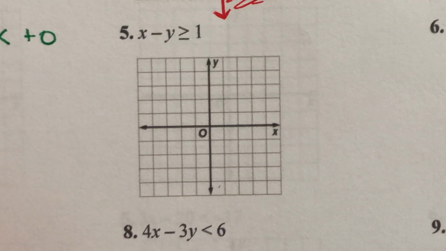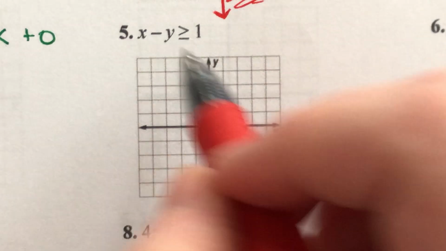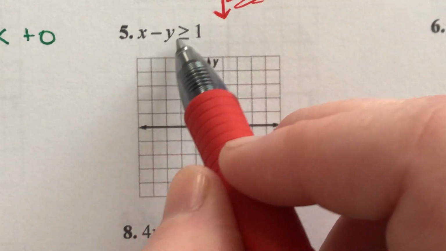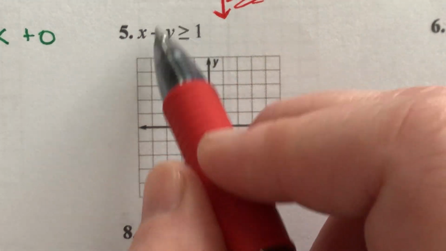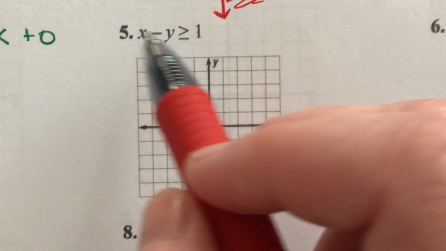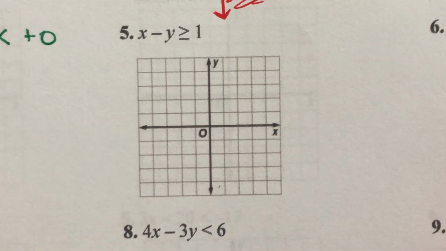Okay, let's do another one. X minus y is greater than or equal to 1. So let's get a variable by itself. And if there's 2, you want to get y by itself. If there's just 1, if it's just x, then x represents your shaded region. But if you have an x and a y, you want to use y as your shaded region.